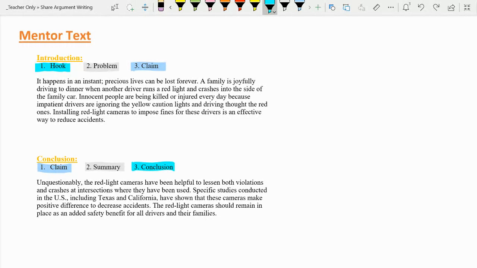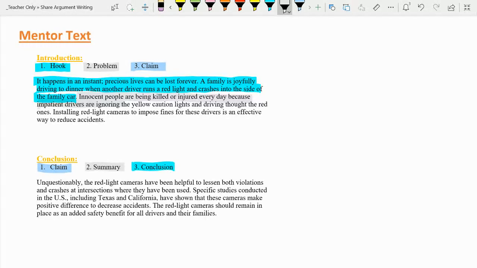It happens in an instant. Precious lives can be lost forever. A family is joyfully driving to dinner when another driver runs a red light and crashes into the side of the family car. This is your hook. I have given the reader a situation in which a family is driving their car, and then another driver runs the red light and crashes into them. Now, the problem. Innocent people are being killed or injured every day because impatient drivers are ignoring the yellow caution lights and driving through the red ones. That's the problem that I am stating.